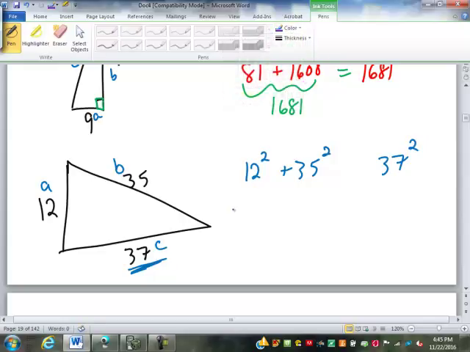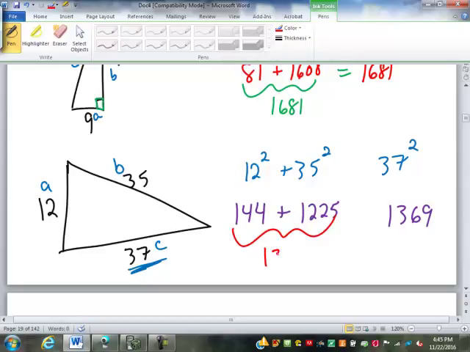So what is 12 squared? 144. 35 squared is 1,225. 37 squared is 1,369. If I add those, I get 1,369. They're equal. So yes, there's a right angle. Where's the right angle at? It's supposed to be between 12 and 35, but we all know it's between 12 and 37 on that. Has to be between the 12 and 35. Yeah, I purposely drew that not to scale.